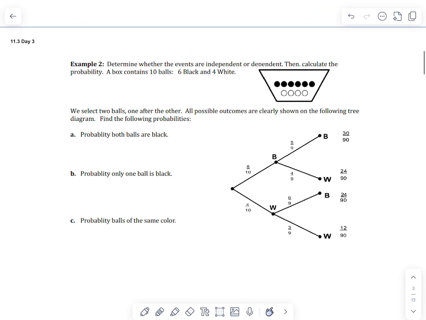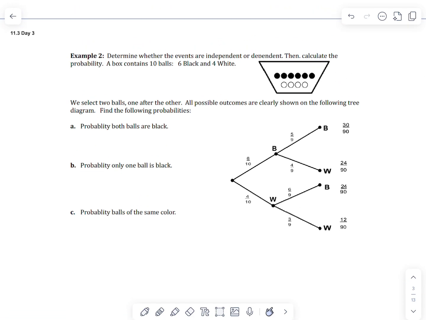Example 2. Determine whether the events are independent or dependent, and then calculate the probability. A box contains 10 balls. 6 of them are black, and 4 of them are white. So the total number is 10. We select 2 balls, one after the other. All possible outcomes are clearly shown in this tree diagram.